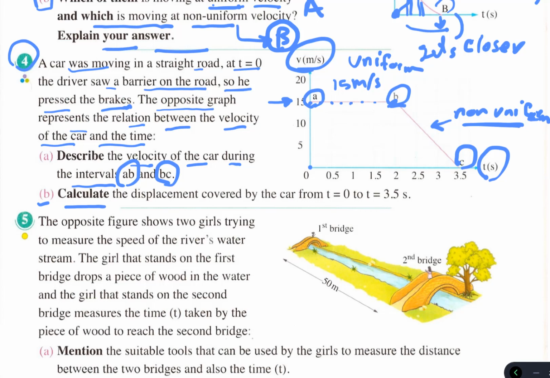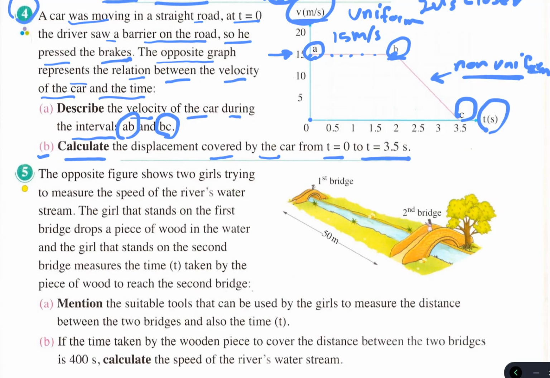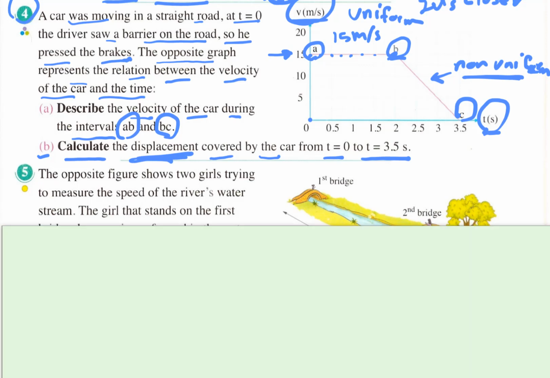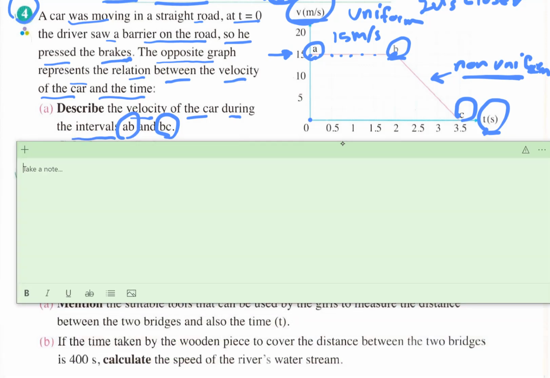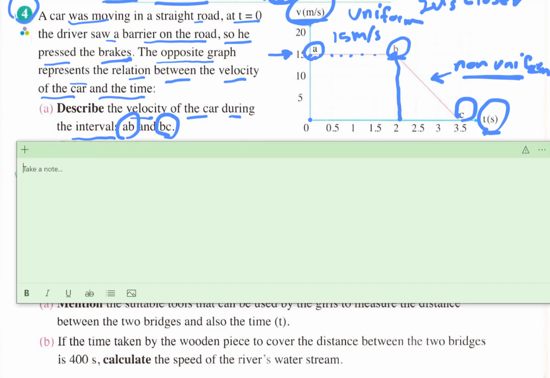Here, letter B: calculate the displacement covered by the car from t equals 0 to t equals 3.5. When you get a graph between velocity and time and they ask you to calculate the displacement, just get the area. Let's get the area together. We can divide this area into two parts. The first part is like a rectangle or square.